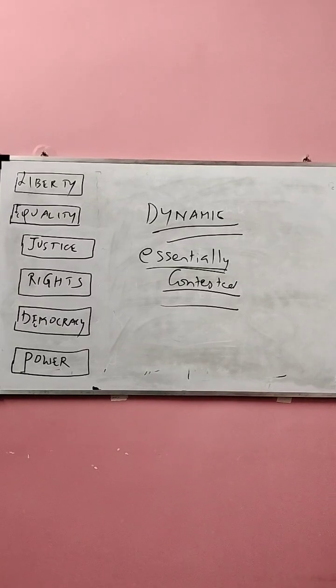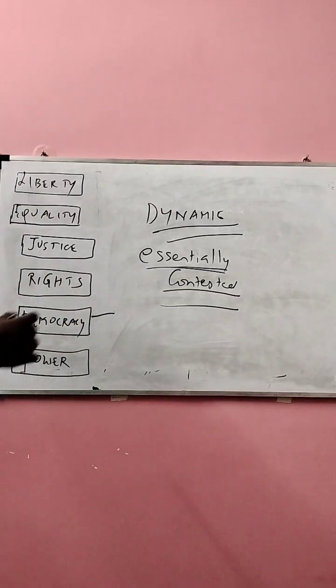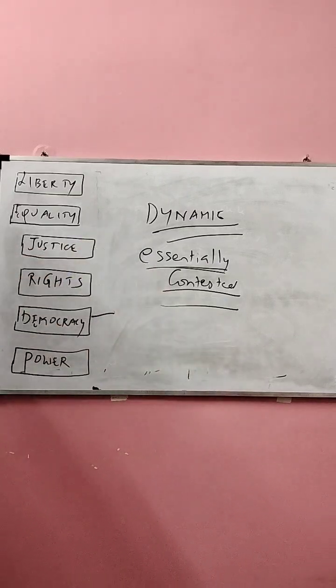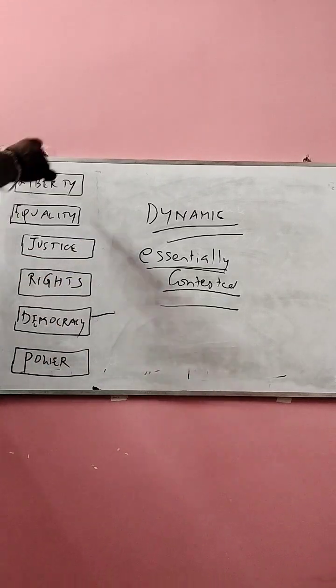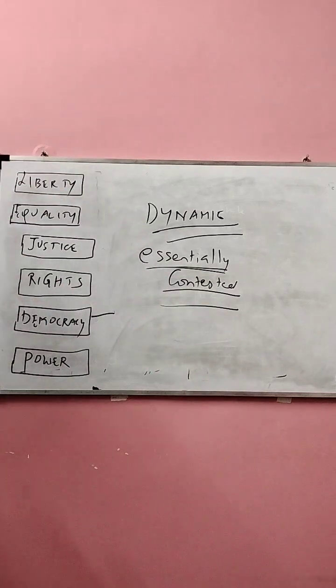Secondly, the 6 key concepts themselves are related to each other. For example, if you take the concept democracy, you have to study how power works within democracy, how rights work within democracy, how justice works within democracy, and how liberty and equality work within the institution of democracy.